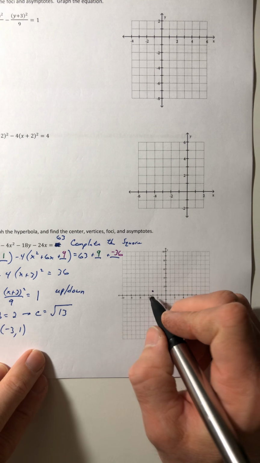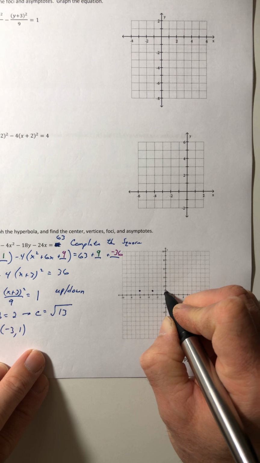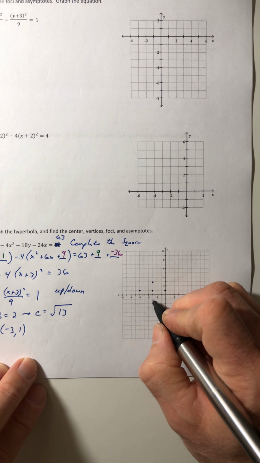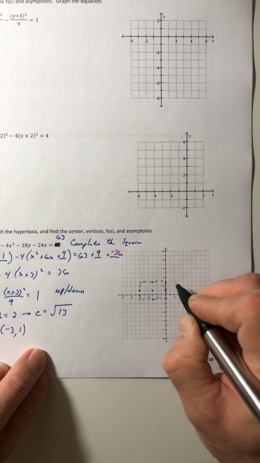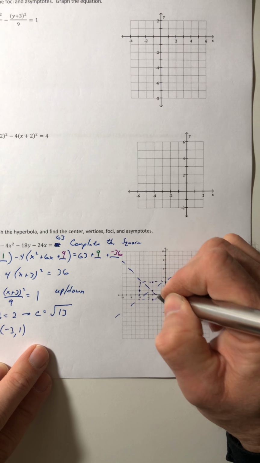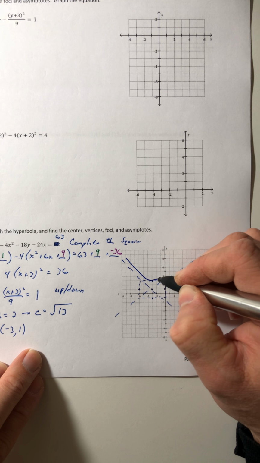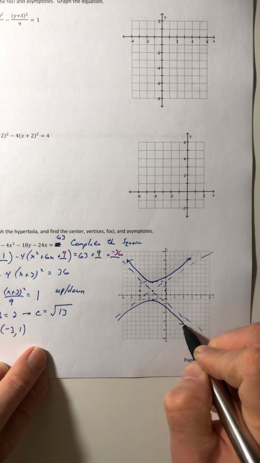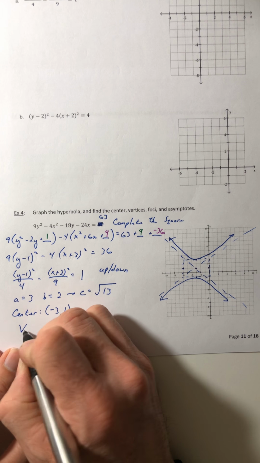Okay, so the a is 3, so go left and right by 3. And then up and down both by a 2. So we've got this little tiny box. Stick your asymptotes. And we know it's up and down. So graph it up and down.